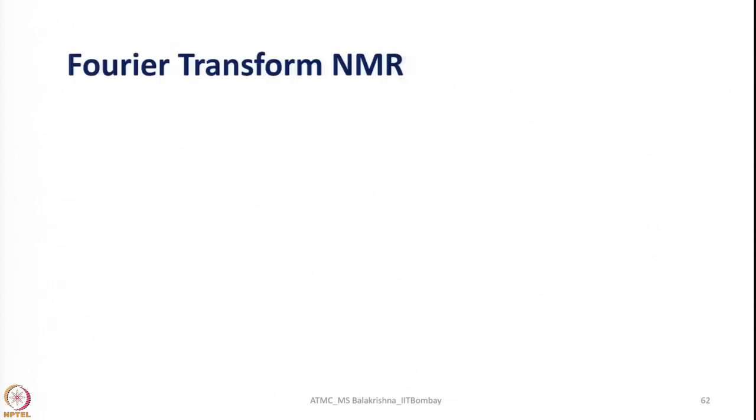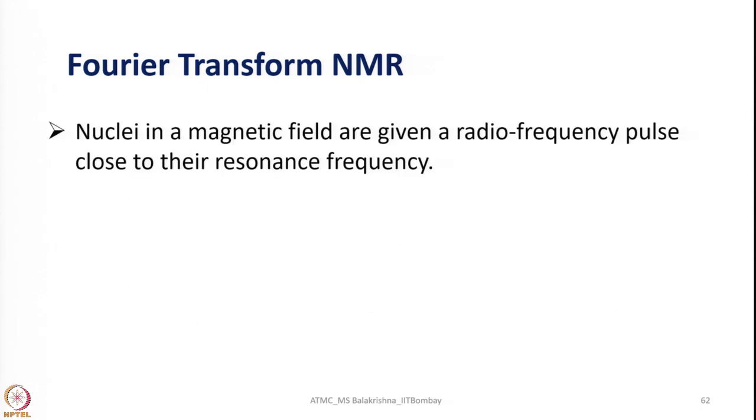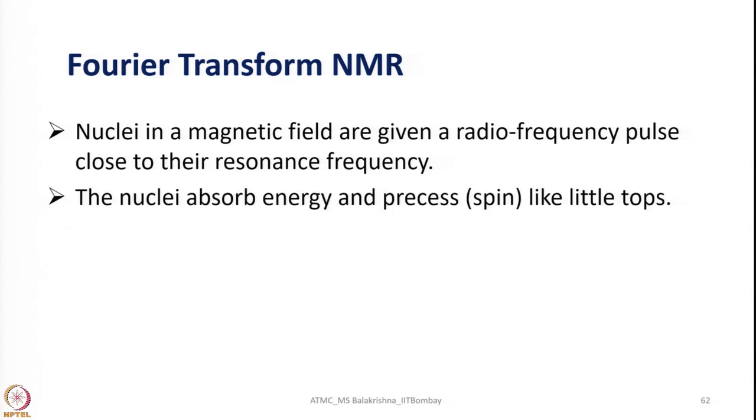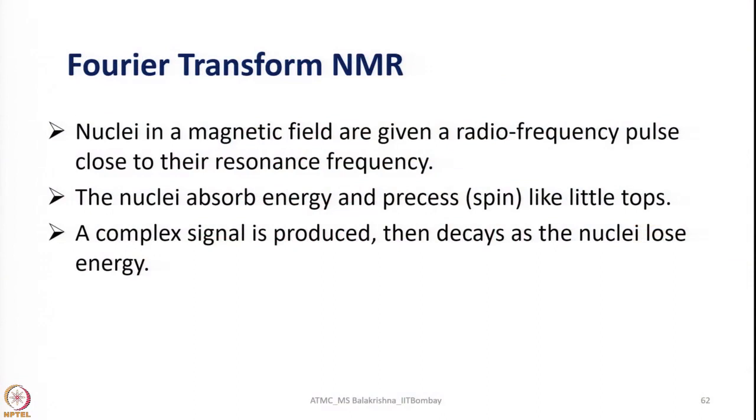What is FT NMR? Fourier transform NMR. This is nothing but nuclei in a magnetic field being given a radio frequency pulse close to the resonance frequency. The nuclei absorb energy and precess, spinning like little tops, and then they flip, and a complex signal is produced, which then decays as the nuclei lose energy. That means when it comes back to the ground state.